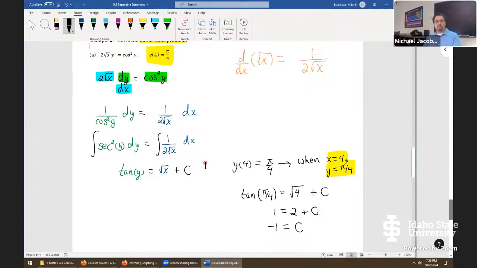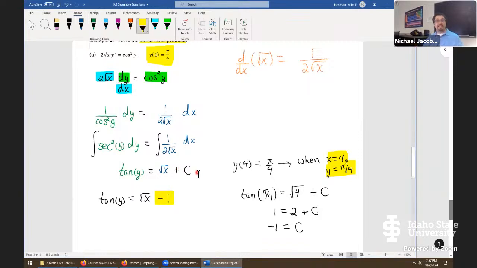A 2-column system is probably a good way to organize your work. Think of your right column as where you're doing some of your equation solving. Then your left column is where your official answer is ending up. So this turns into now tangent of y equals the root of x. For the constant c, we just throw in -1.